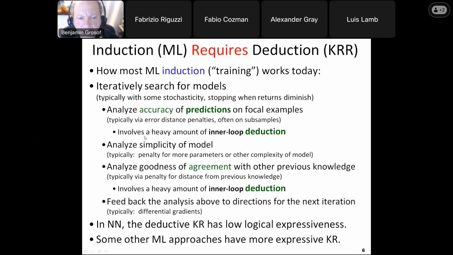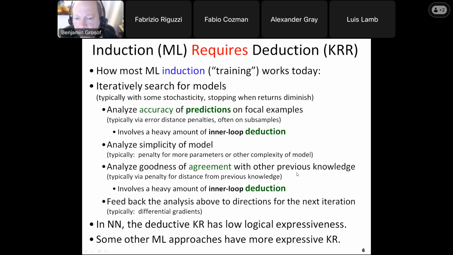And this involves a heavy amount of deduction going on in the inner loop of the machine learning in order to compute what those predictions are. Another key step is to analyze simplicity of the model, typically with a penalty for more parameters or some other measure of complexity of the model. And then analyze the goodness of agreement with other previous knowledge.